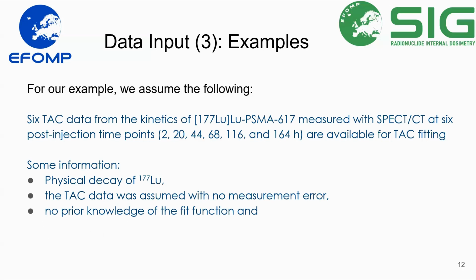So we will have an example. For our example, we assume the following. Let's say we have six time activity data points from the kinetics of lutetium PSMA-617 measured with SPECT at six post-injection time points: 2, 20, 44, 68, 116, and 164 hours are available for the TAC fitting. We also have some information, for example the physical decay of the lutetium. The time activity data was assumed to have no measurement error and no prior knowledge of the fit function.